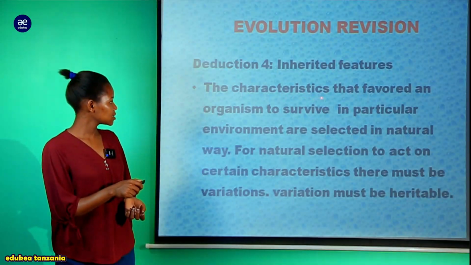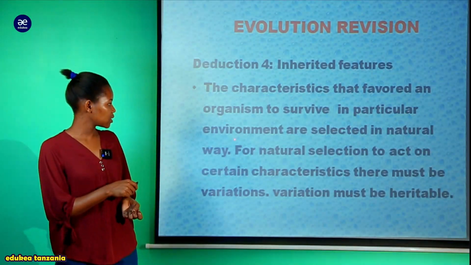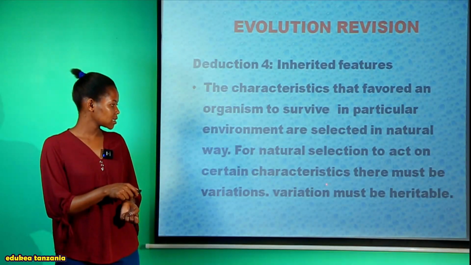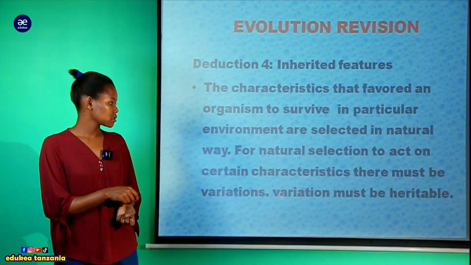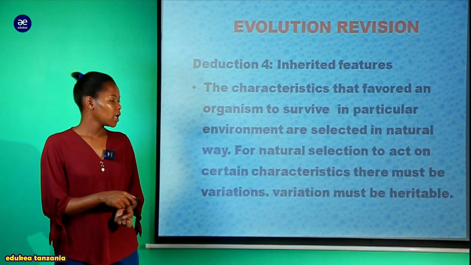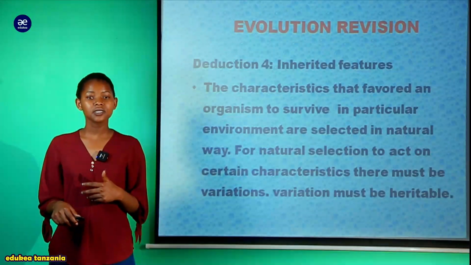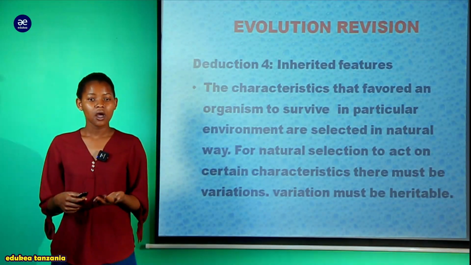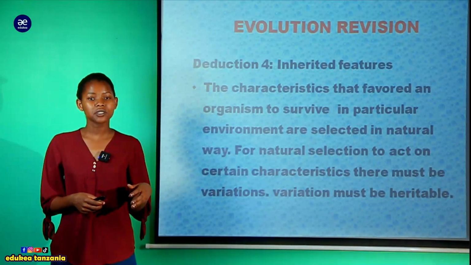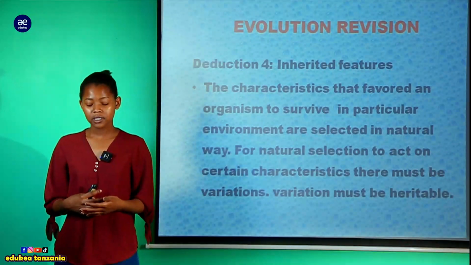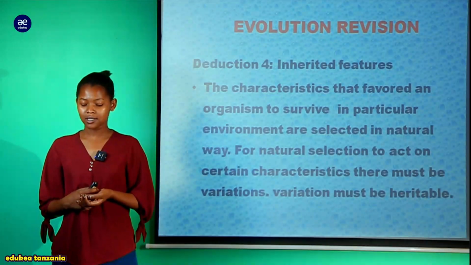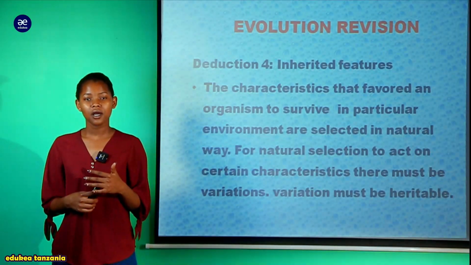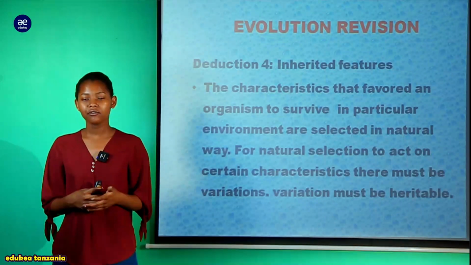As you can see here, the characteristics that favored an organism to survive in a particular environment are selected in a natural way. For natural selection to act on certain characteristics, there must be variations, and variations must be heritable. Ili natural selection iact kwenye certain characteristics, lazima kuwe kuna utofautiano, na hiyo variation ndio ambayo inakuwa herited, kwa sababu variation au character ambayo itakuwa fit enough kuweza kusurvive ndiyo ambayo itaweza kuwa passed on kutoka generation moja kwenda generation nyingine. And that's all about the deductions of Darwin theory, au mapendekezo ya Darwin alivyofanya ziara around the world.